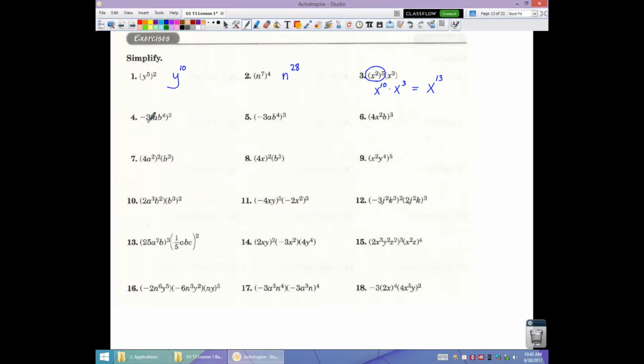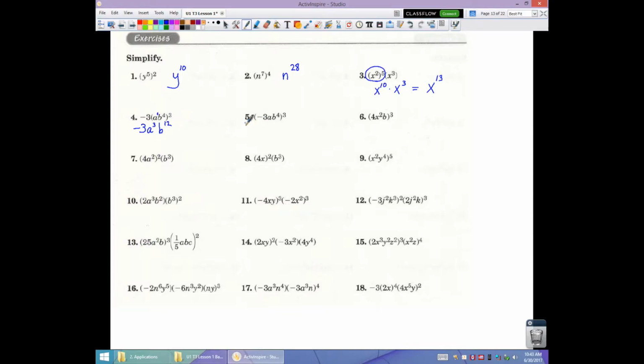Okay, and number 4, that negative 3 is not inside the parentheses, so it does not have an exponent on it. This 3 out here only applies to what is inside the parentheses. So I'm going to leave the negative 3 in front. This power of 3 applies to the a and to the b to the 4th. And when I say applies, we need to use our power to a power rule. So a to the first to the third, multiply 1 times 3, that's a to the third. B to the 4th raised to the third, multiply those exponents, that's b to the 12th. And that cannot be simplified any further.